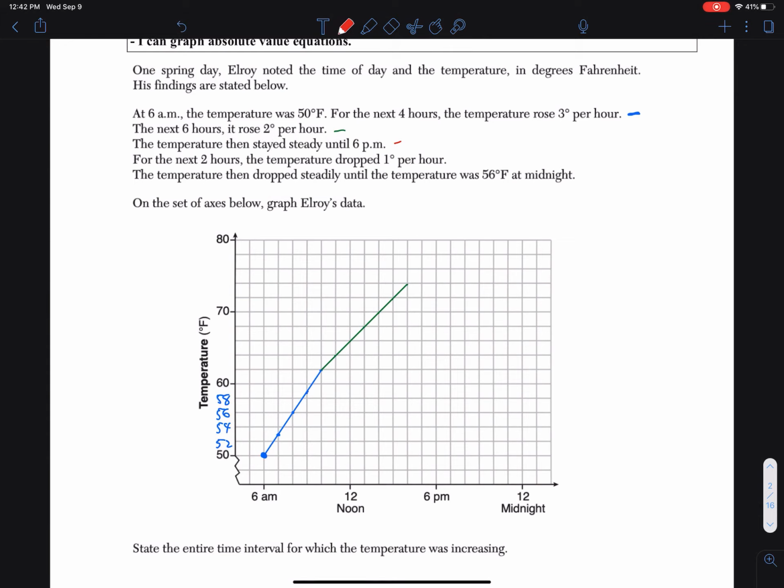Then the temperature stayed steady, so the temperature is not going up or down until 6 p.m. So until 6 p.m., we just have a steady line. It's not going up, it's not going down. For the next 2 hours, we're dropping 1 degree per hour. So make sure you don't go 1 box, because 1 box is 2 degrees. So for the next 2 hours, we go half a box, then half a box. So we'll go from here to there.